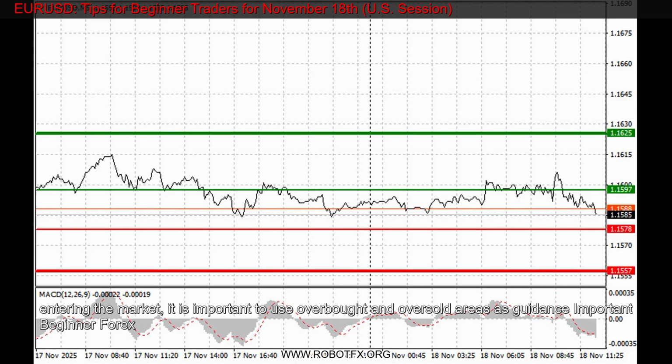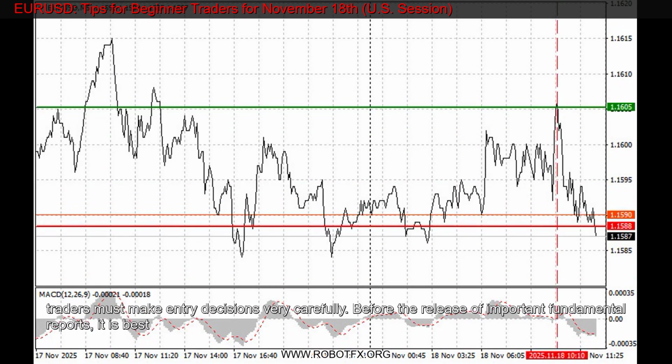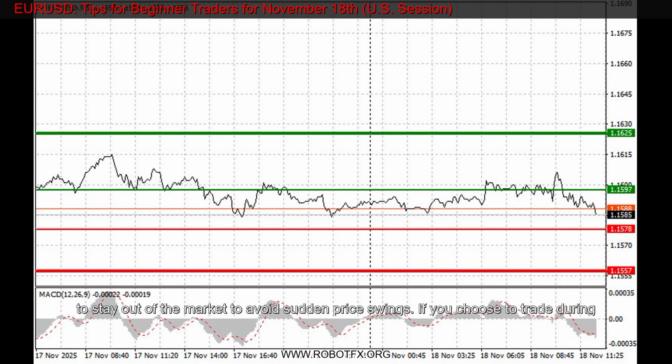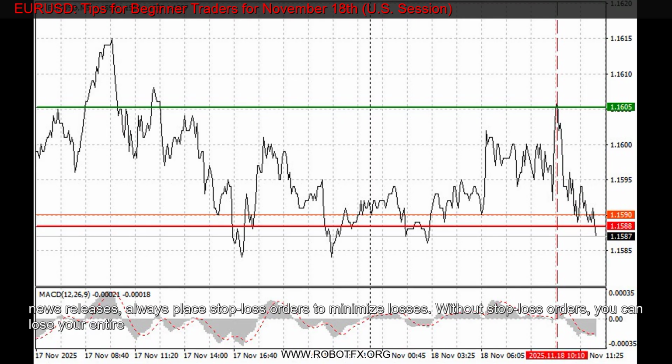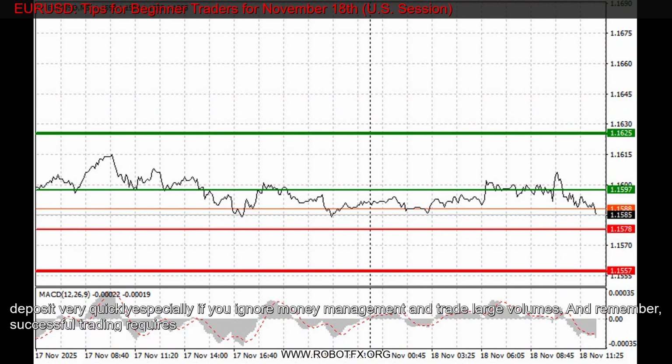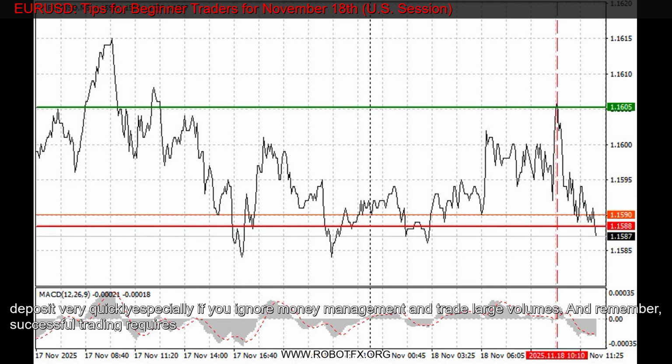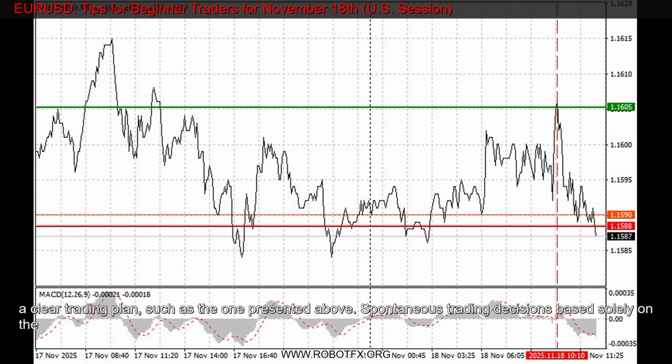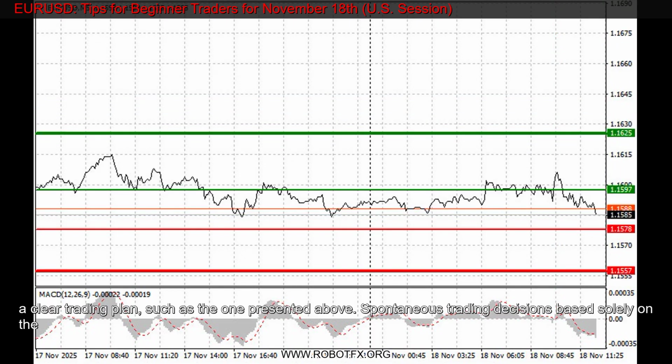Important. Beginner forex traders must make entry decisions very carefully. Before the release of important fundamental reports, it is best to stay out of the market to avoid sudden price swings. If you choose to trade during news releases, always place stop-loss orders to minimize losses. Without stop-loss orders, you can lose your entire deposit very quickly, especially if you ignore money management and trade large volumes. And remember, successful trading requires a clear trading plan, such as the one presented above. Spontaneous trading decisions based solely on the current market situation are an inherently losing strategy for intraday traders.